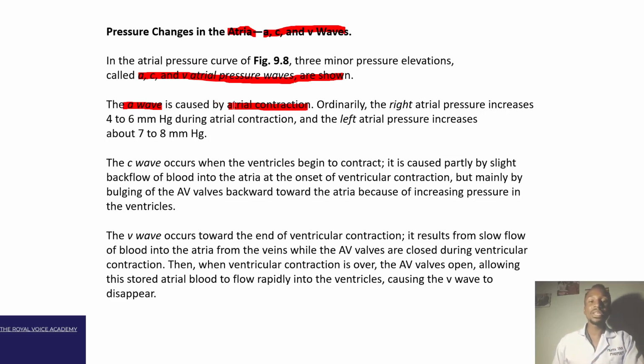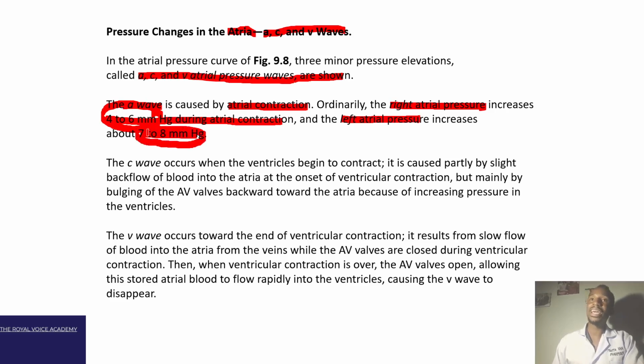So the A wave is caused by atrial contraction. Ordinarily, the right atrial pressure increases 4 to 6 mmHg during atrial contraction, and the left atrial pressure increases about 7 to 8 mmHg. These figures are a must to know. You must know these figures.